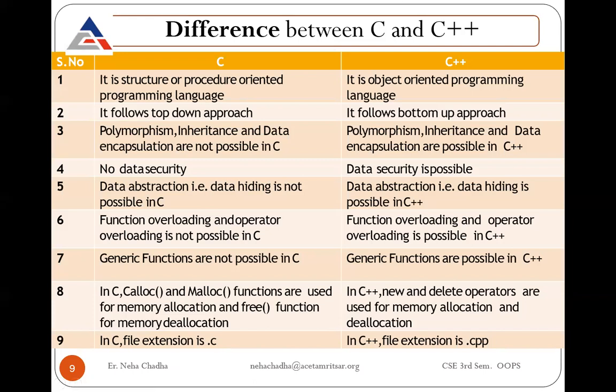But in C++, when you have to allocate the memory, you have to use new, but when you have to deallocate the memory, you have to use the delete function. Then in C, the file extension is .c. When you're going to save your file over the IDE, you must have used .c, but in C++, file extension is .cpp.